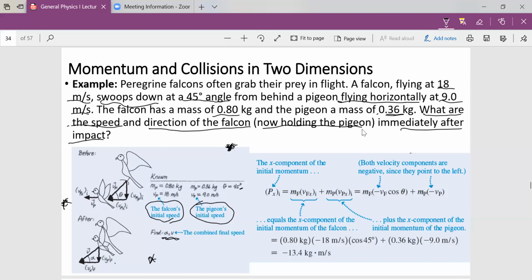So we'll have the expression for the initial momentum in the X component. Now the initial momentum in the X component, because there are 2 objects, will be the summation of the individual momentum of these objects. So we'll have the momentum, P equals mv. So we'll have the mass of the falcon and the initial velocity of the falcon plus the mass of the pigeon and the initial velocity of the pigeon to give us the initial component of this question in the X plane.